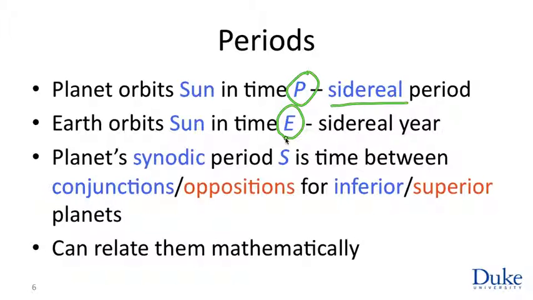Now, as with the moon, we'll define a synodic period, which we'll call S, which is the time between consecutive occurrences of some particular alignment between the Earth, the planet in question, and the sun, just as with the lunar phases. And we're going to try to relate these mathematically, something we sort of did for the moon, but it'll be instructive to do it here using this racetrack model.